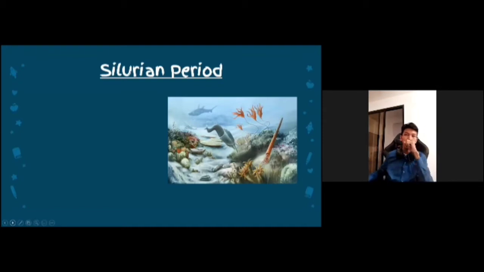Hello everyone, we have the Silurian period, in geologic time the third period of the Paleozoic era. It began 443.8 million years ago and ended 419.2 million years ago, extending from the close of the Ordovician period to the beginning of the Devonian period.